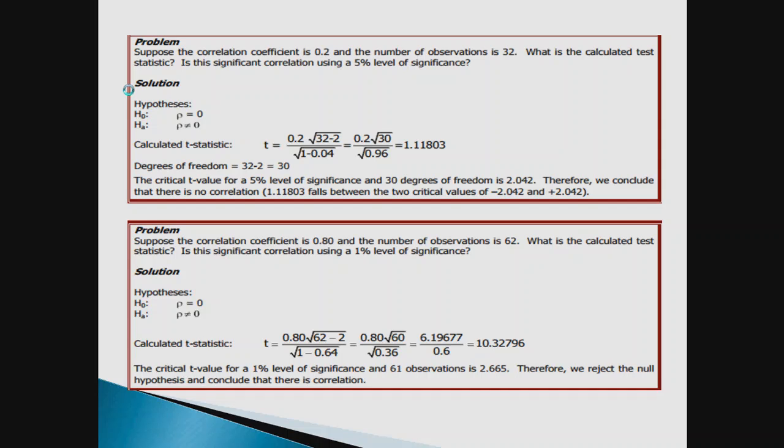Now let's check a similar problem where the correlation coefficient is 0.80, the number of observations is 62, and the level of significance is 1%. The null hypothesis is rho equal to 0, and the t statistic is calculated to be 10.32. The critical value at 1% level of significance and 61 degrees of freedom is 2.665. Since the calculated t statistic value is much higher than the critical t value, the null hypothesis is rejected, which means the alternative hypothesis is accepted, that is rho is not equal to 0. Hence there is some sort of relation between the two variables.